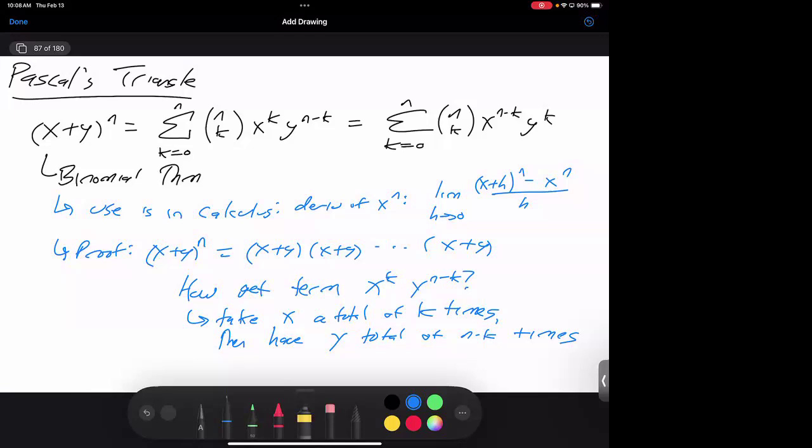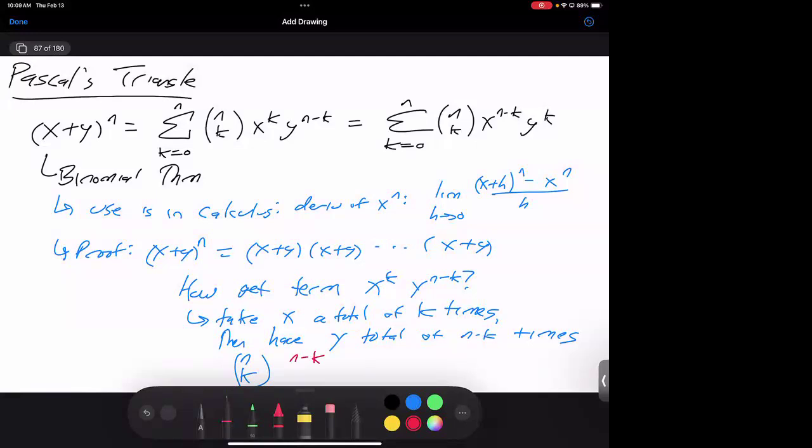So I've got n factors. I want k of them to be x. How many ways? n choose k. So does everyone agree that there's n choose k ways to choose k of the n terms to give me an x? How many terms are left? n minus k. And of those n minus k factors, how many of them have to be y?